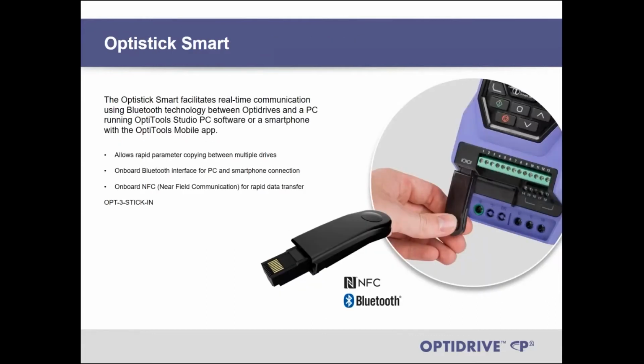And the OptiStick. I want to point out here also the OptiStick is not only used with the OptiTools to control and parameterize, it can also be used to store a backup of your drive. So for example, if you have a large number of drives in your application, you can do the configuration in one of them, store it in your OptiStick, and then you can copy and paste all over your drives. So this can save a lot of your time.